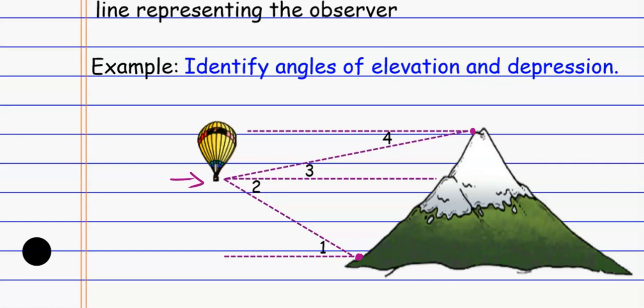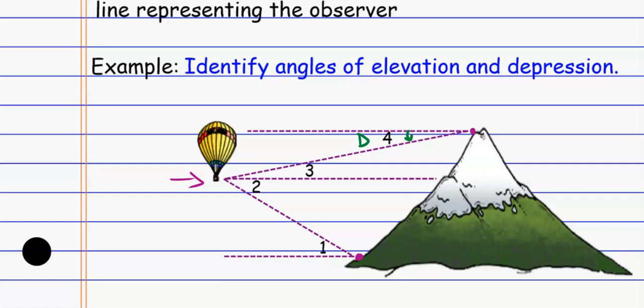As we look at their different perspectives, look at angle 4. The horizontal line represents the perspective of the person at the top of the mountain. The angle is formed by going underneath the horizontal line, going down from that line. So angle 4 is an angle of depression, okay? I'm going to put a D here to mark that as an angle of depression.